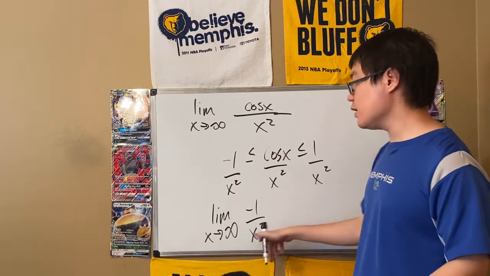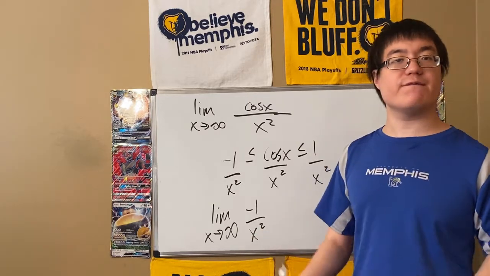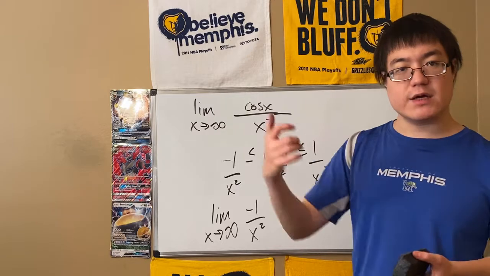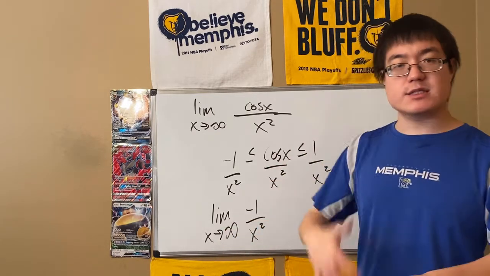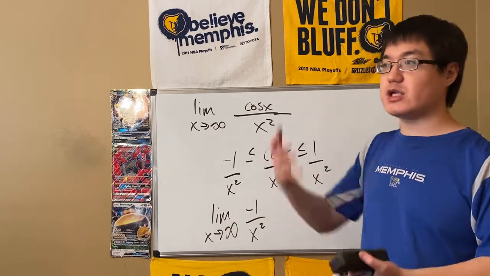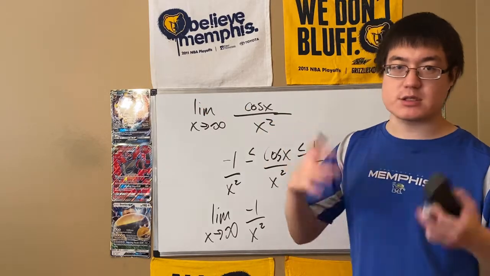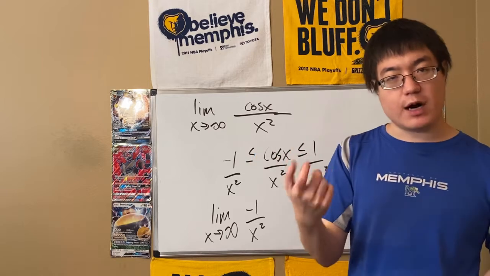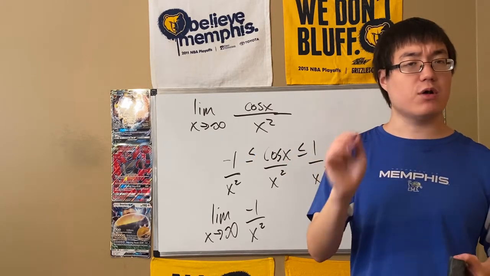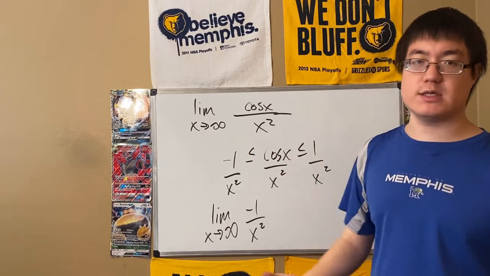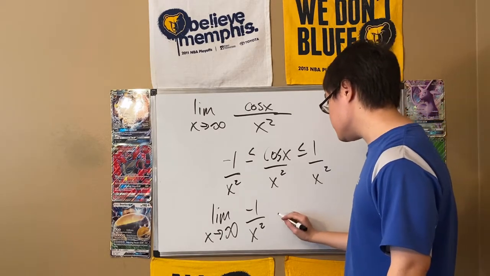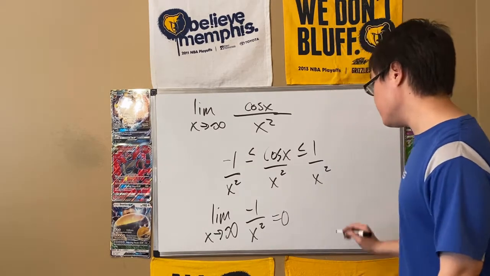When you plug in infinity here, it's going to be -1 over infinity. That's just saying you have -1 and you're splitting it up amongst an infinite number of things. So just imagine you have -1, you split it up amongst 1,000,000 things, 1,000,000,000 things, 1,000,000,000,000 things. Every single person is going to get an individually smaller piece until eventually you get 0. So in this case, this answer is 0. Same thing with this limit right here.